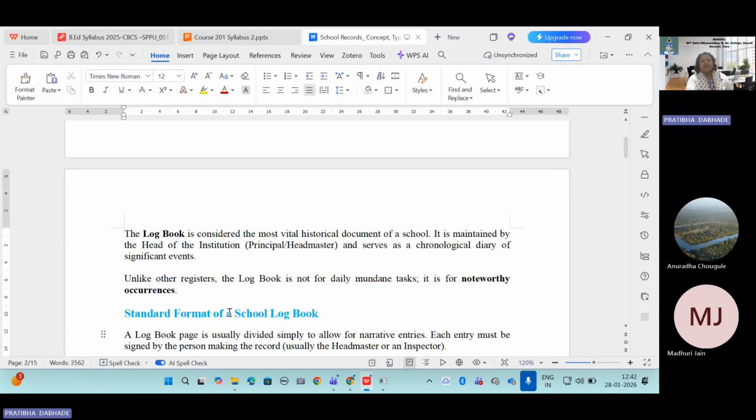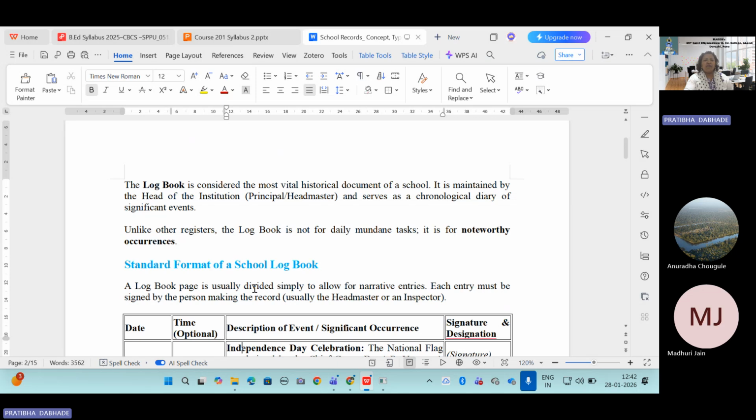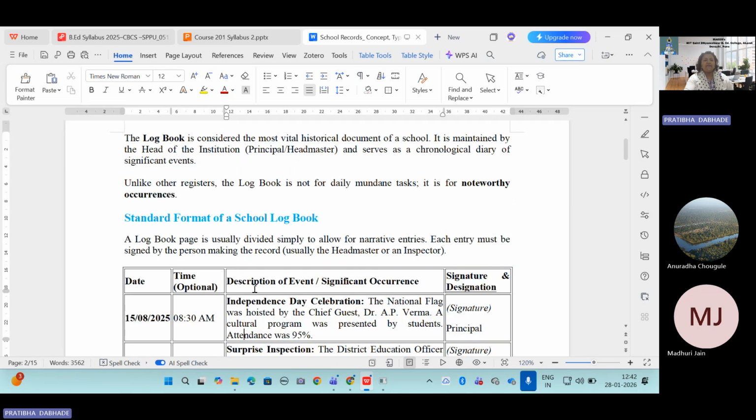Unlike other registers, the logbook is not for daily routine tasks, right? It is for noteworthy occurrences. मतलब कुछ important events कुछ हो रहे, it is only for that, right? I'm just going to show you the format, the standard format of the school logbook.